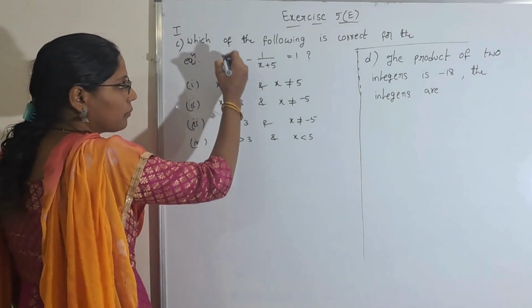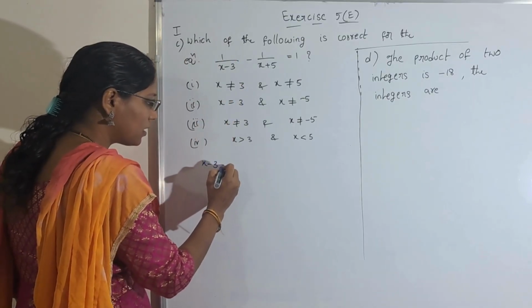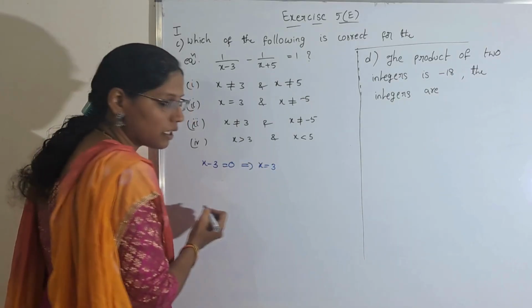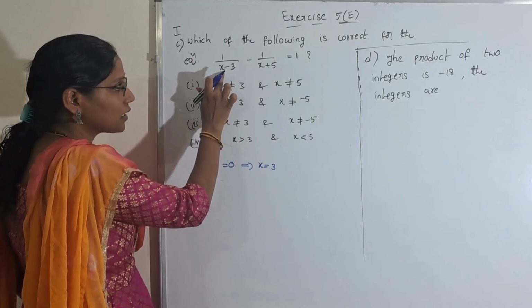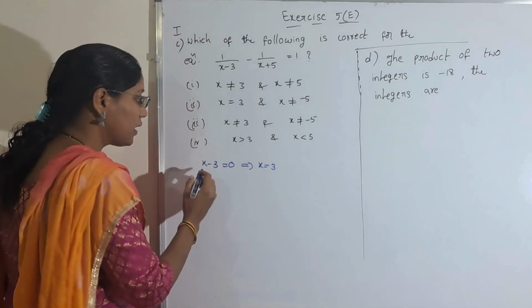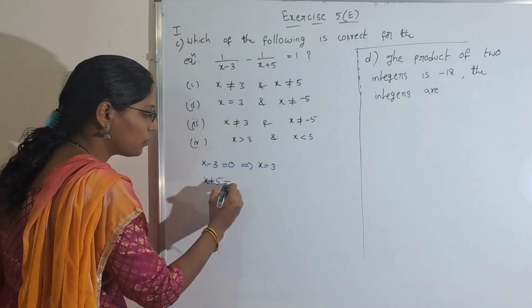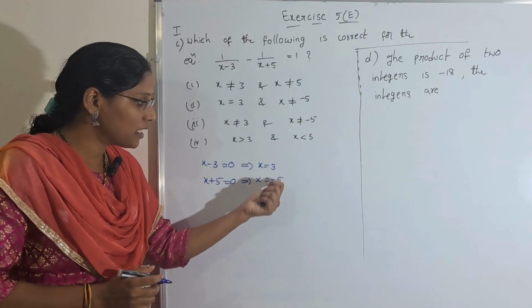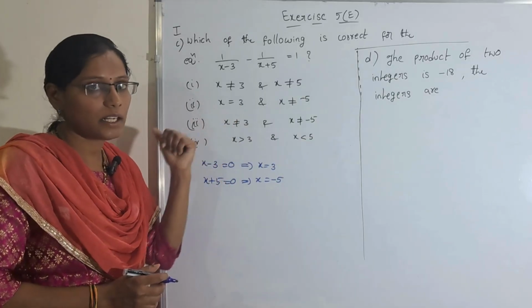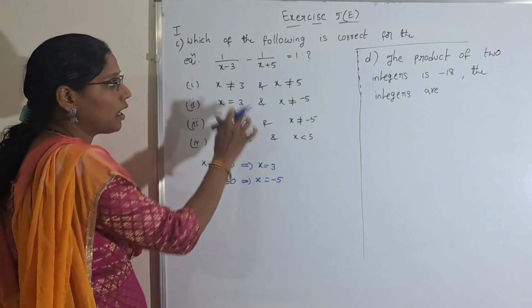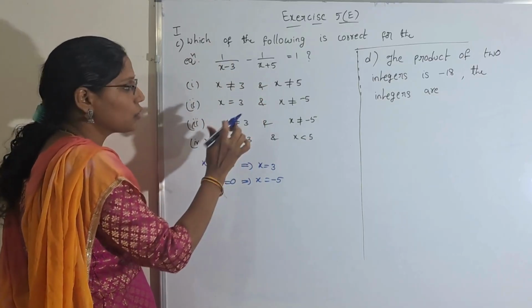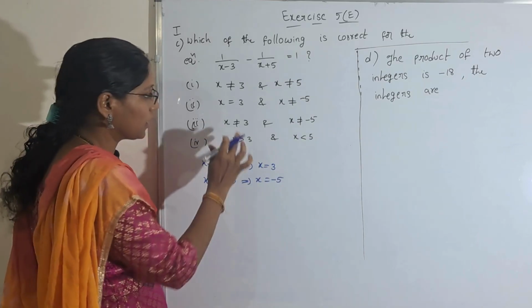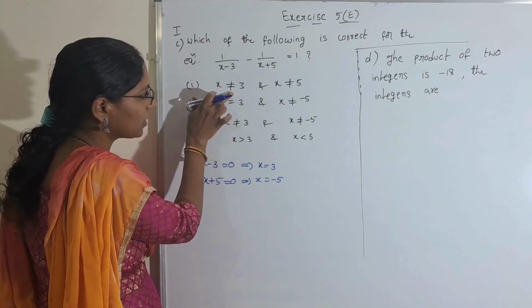Here x minus 3 is equal to 0, which means x is equal to 3 we will get. If you substitute x is equal to 3, here we get 0. Next, x plus 5 equal to 0, so x is equal to minus 5. Except these two numbers, the remaining numbers we can consider here. These two numbers are undefined for this equation. So here x equal to 3 we don't take. Here x is not equal to 3.